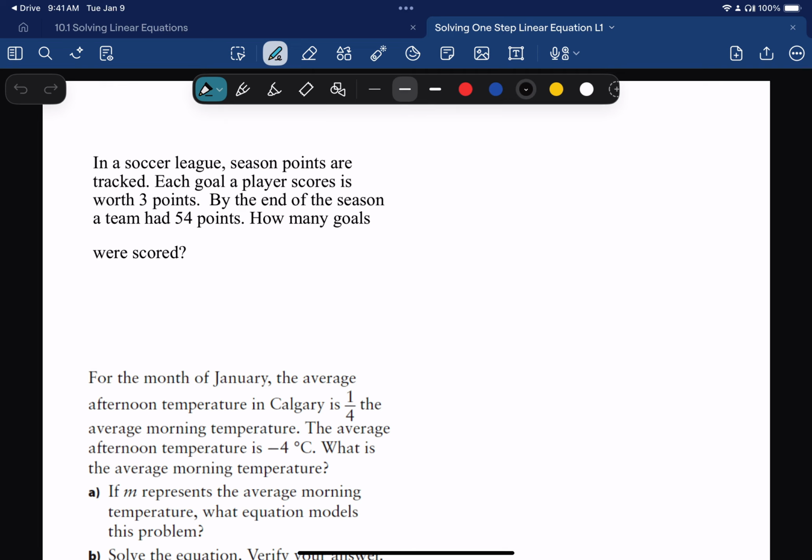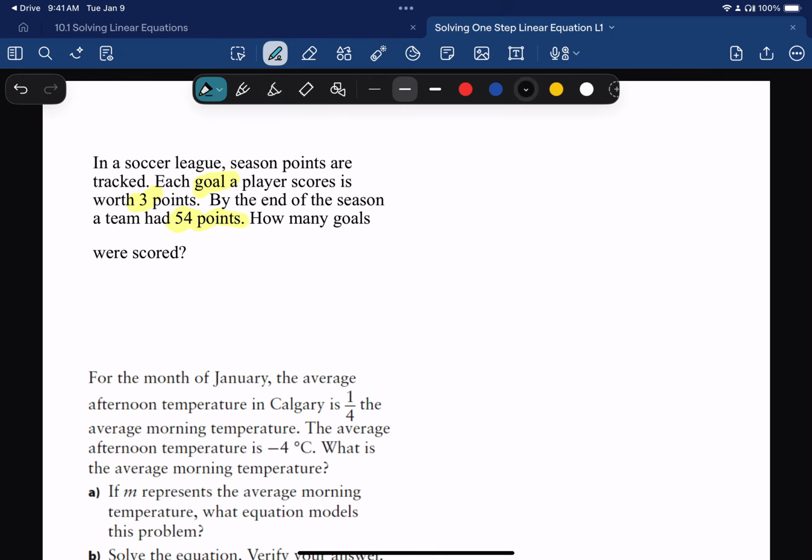Okay, I wanted to go through a couple word problems here for 10.1. So in a soccer league, season points are tracked. Each goal a player scores is worth 3 points, okay? By the end of the season, the team has 54 points. How many goals were scored?